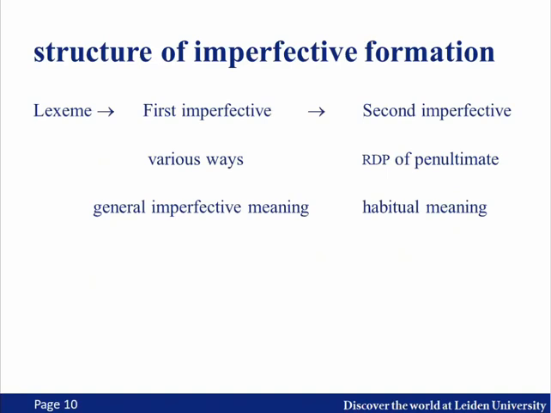So my analysis for the formation of imperfectives is like this. If we have a lexeme, you build your first imperfective, and there are a number of different ways to do that, and that is lexically determined, but we can say a bit more about that. And the meaning of that first imperfective is the general imperfective meaning, the whole range of it. On the basis of that, for many verbs, you can form a second imperfective by reduplicating the penultimate consonant. And that second imperfective has the specialized meaning of habitual. Habitual is included in the general imperfective meaning. So also the first imperfective can actually be used in situations that are habitual.